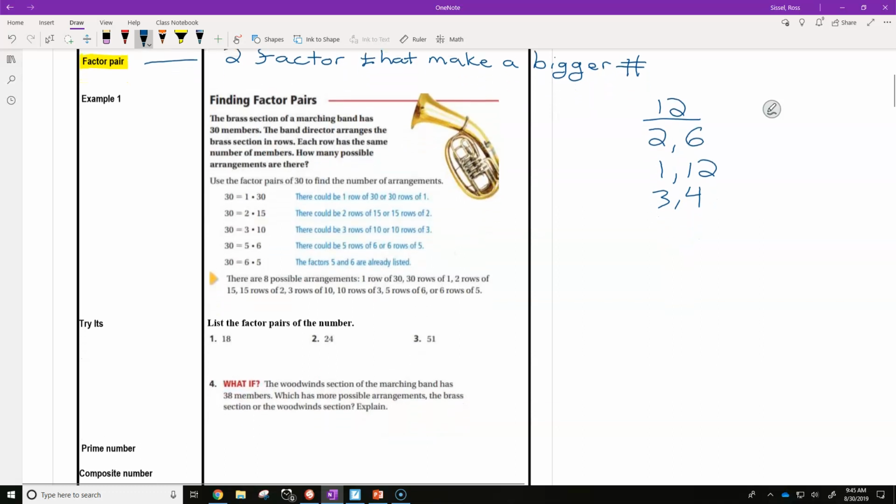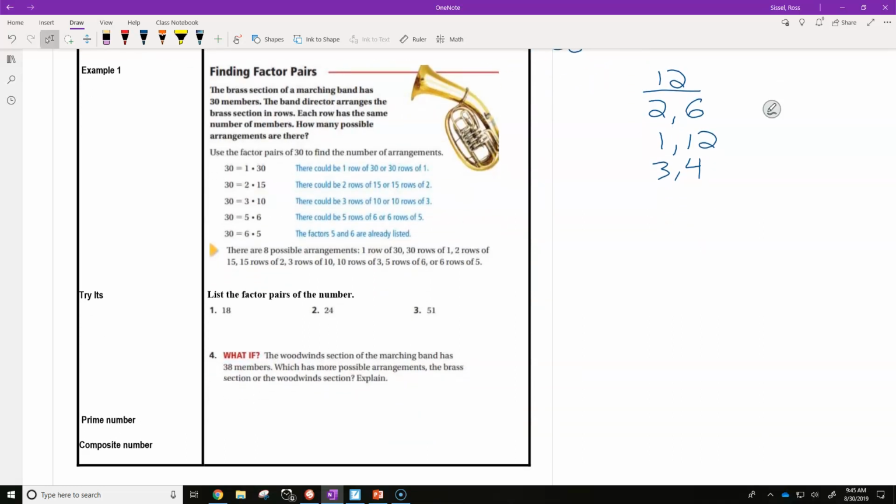It says, finding factor pairs. The brass section of a marching band has 30 members. Whenever I read story problems, I highlight what's important. I don't care if it's the band. The band director arranges the brass section in rows. Each row has the same number of members. So same number of members. How many possible arrangements are there? Okay, so now they want to know how many arrangements.